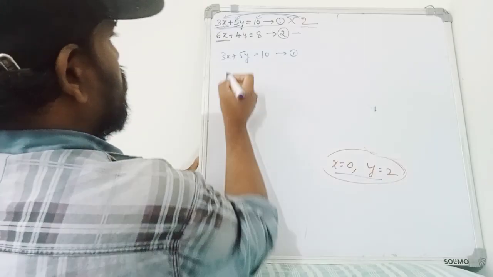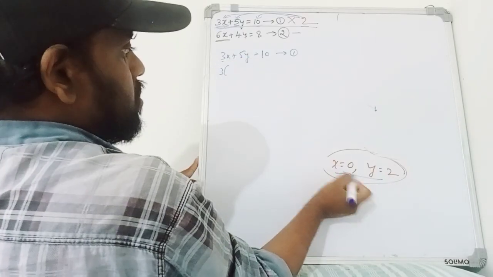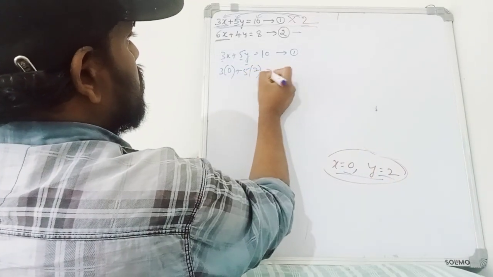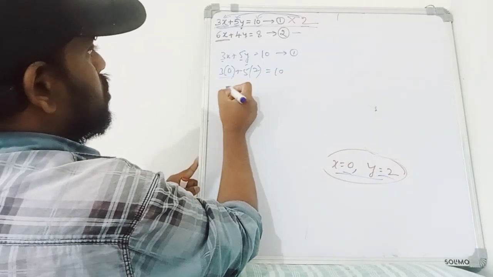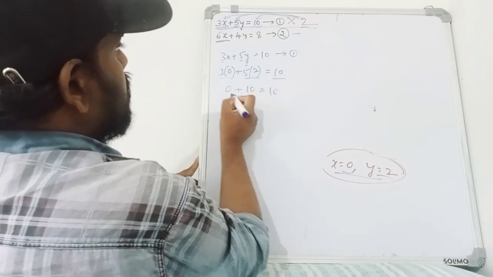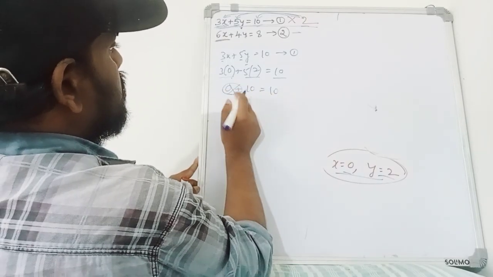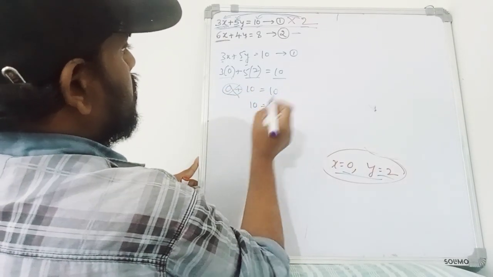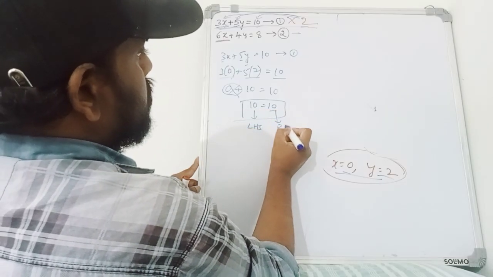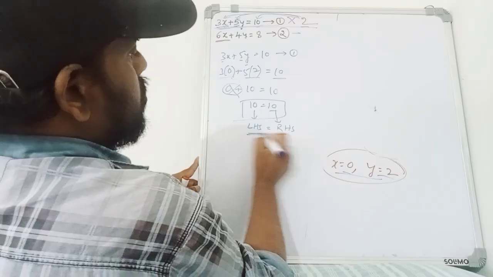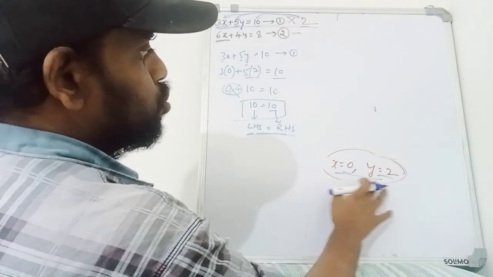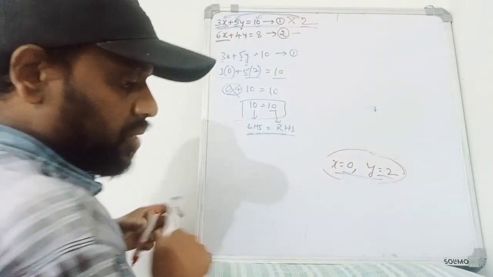Now substitute these values, x is equal to 0. So this 3 in place of x, 0, plus this 5 in place of y, this 2, is equal to 10. So 3 into 0, 3 zeros are 0, plus 5 into 2, 5 twos are 10, that is equal to this 10. So 0 we can discard, so 10 is equal to 10. See, this is LHS, RHS. LHS is equal to RHS. Left hand side and right hand side are both equal. That means these two values are correct for equation 1.